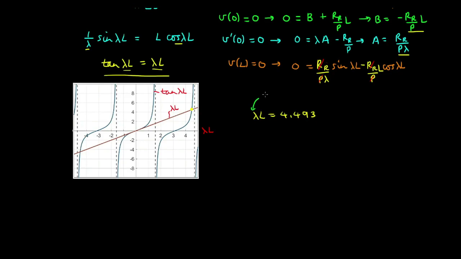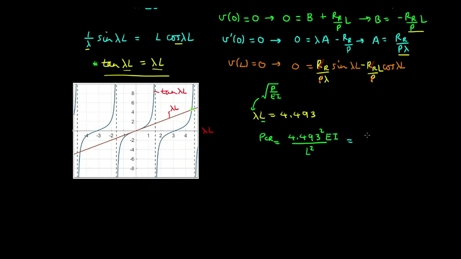So if you substitute for lambda, which is root P on EI, divide through by L and square both sides, you'd get P on EI is 4.493 squared on L squared. And this is actually the critical value because we took the smallest possible value where this equation was satisfied. And now we can multiply through by EI to get the critical buckling load.